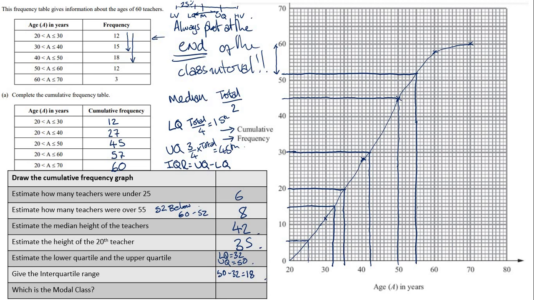Which is the modal class? The modal class is the most common class. The most common class is from 40 to 50. So you just write it exactly as it is. The most common one is the one next to the highest frequency, not cumulative frequency, because that'll always be the end one. All right, so it was from 40 to 50. There we go.